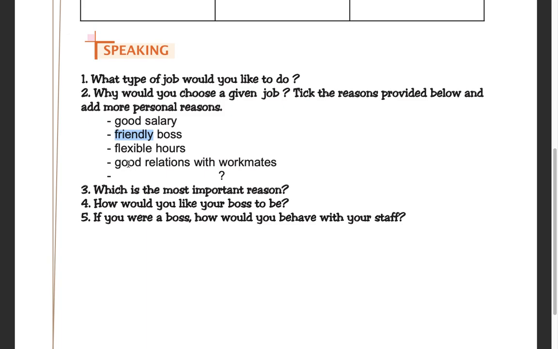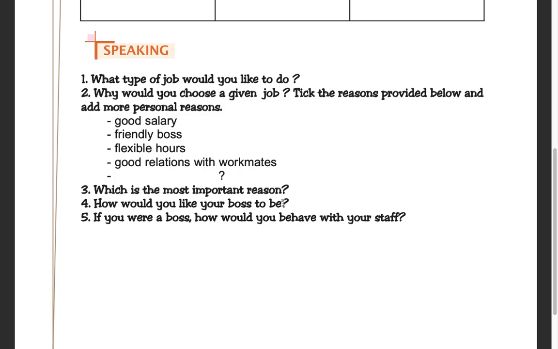Possibilities for getting promotions, maybe. A good experience. Being experienced in your job after some time and being able to know more about the business, and maybe start your own business and become an entrepreneur. Which is the most important reason?